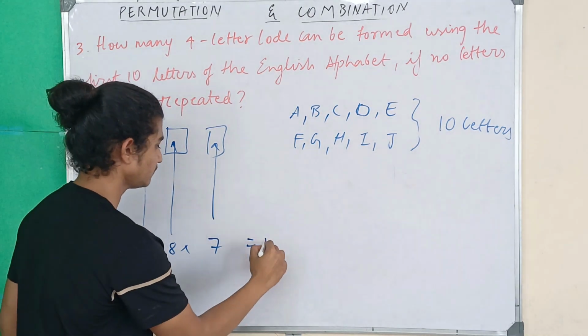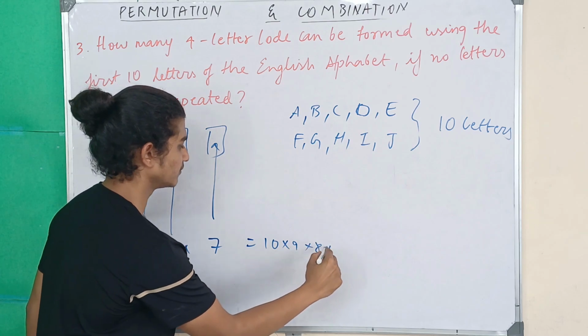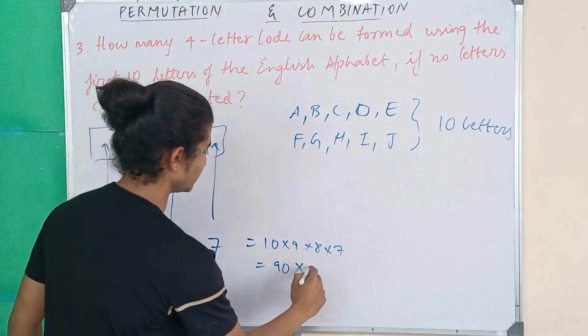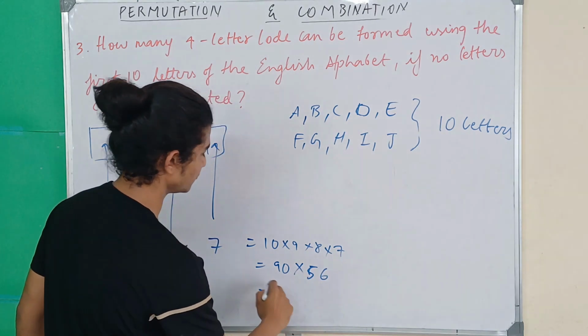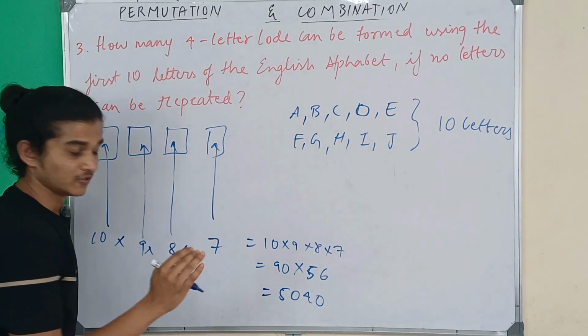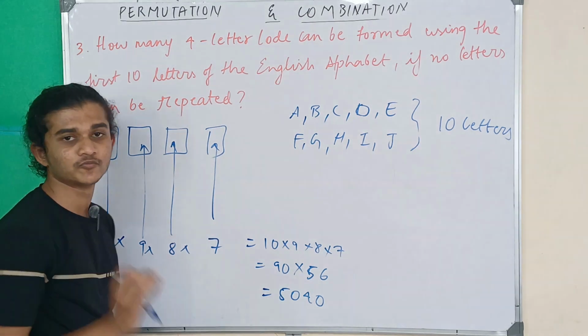So 10 into 9 into 8 into 7. 9 tens are 90, 8 sevens are 56. So if you multiply this, you're going to get 5040 as your answer. So 5040 different codes could be made.